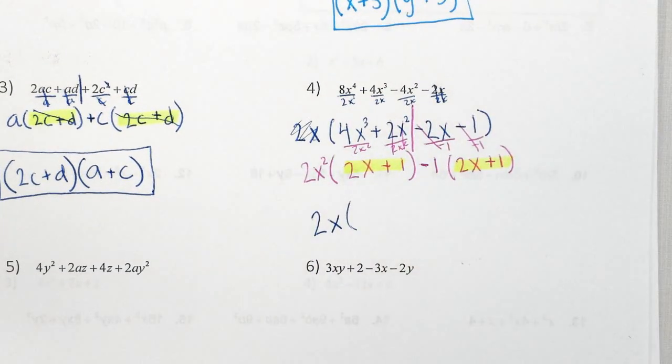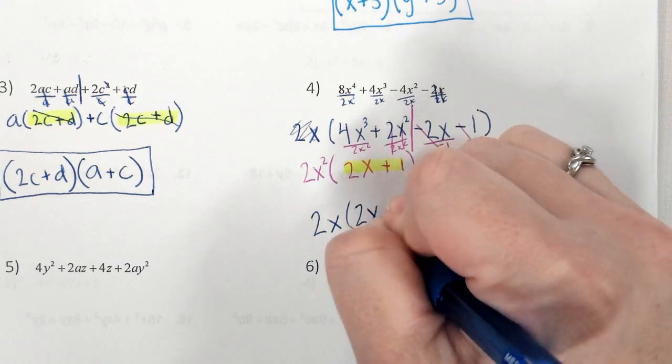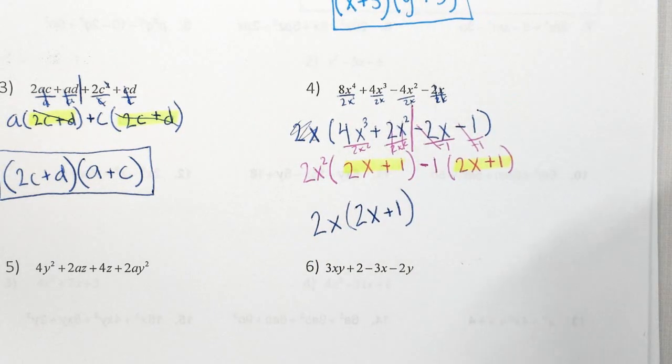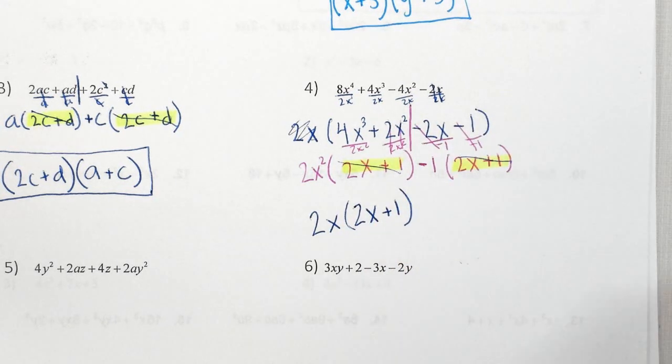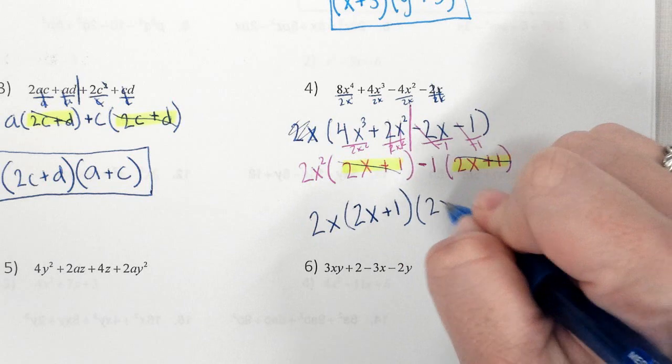Do our parentheses match? Yeah. Yes, so that is my GCF, so I get to take it out. And when I take it out, what do I have left? 2x squared minus 1.